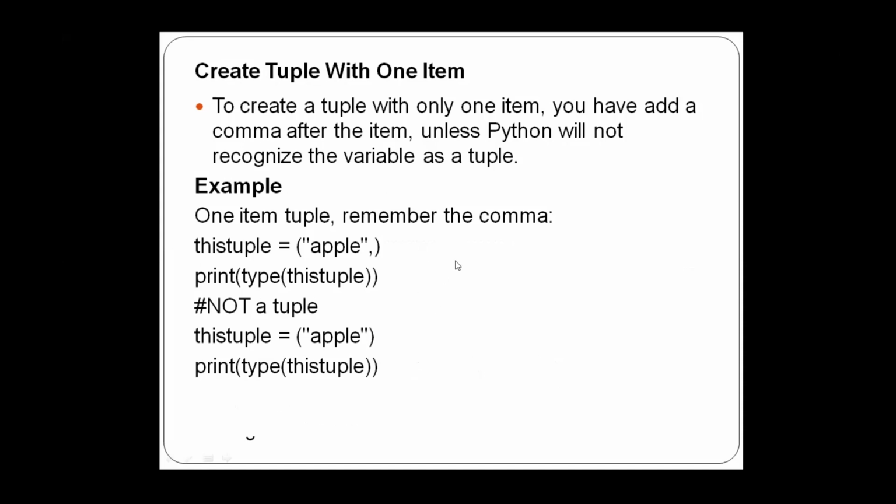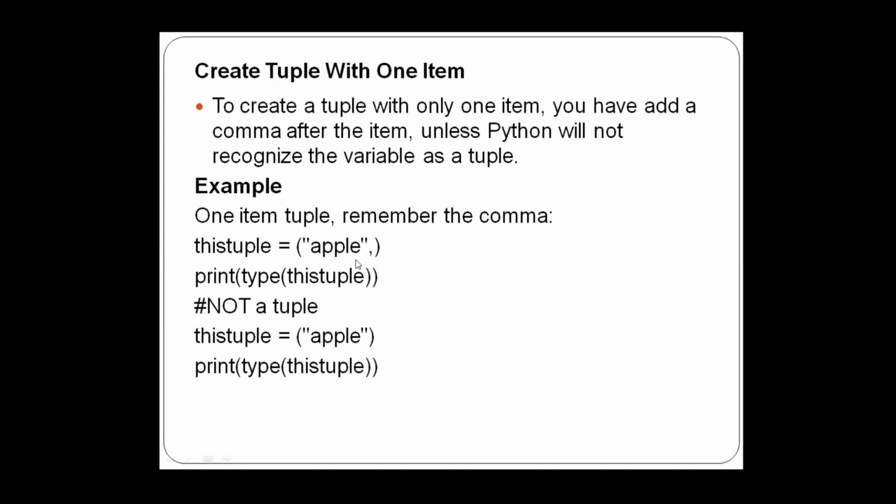Remember, to create a tuple with one item, when we started with tuple, I told you. So to create a tuple with one item, I say this tuple is equal to apple, and even though there are no elements after it, I still use a comma. And if I don't use a comma, this becomes a string.